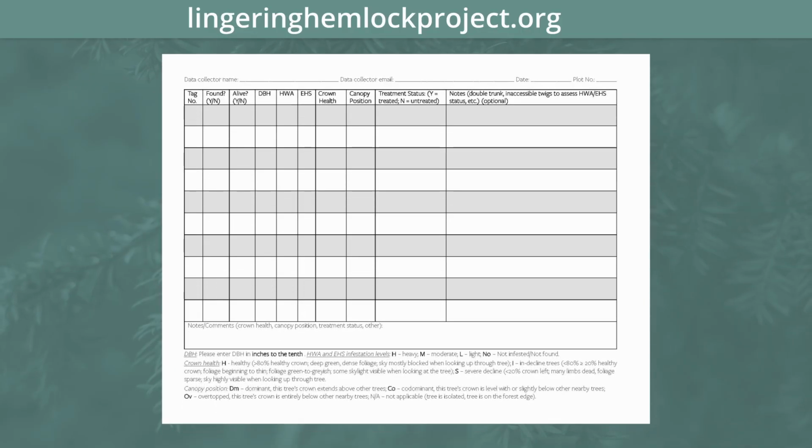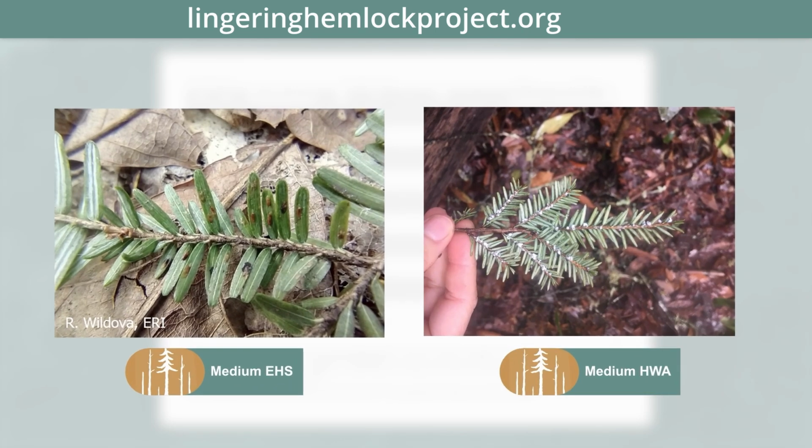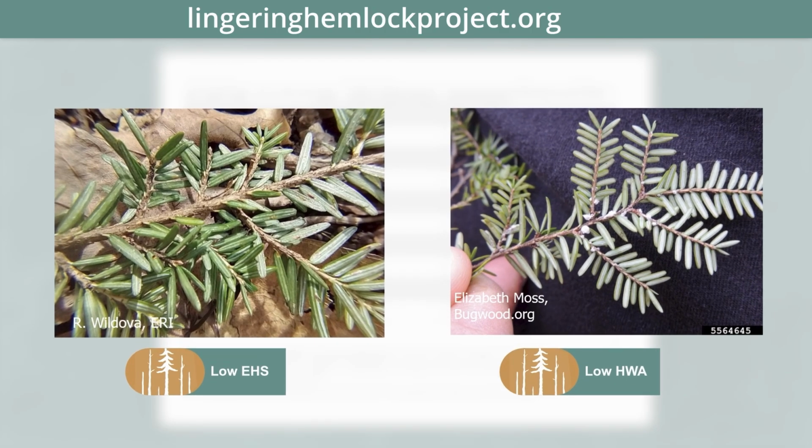You will be asked questions like your name, contact information, and basic information about trees in the plot. You'll be asked to record the diameter at breast height, HWA infestation levels, EHS infestation levels, crown health, and canopy position. For HWA and EHS infestation levels, you should record high levels if more than 50% of the needles have HWA or EHS presence respectively, medium if 20 to 50% of needles have HWA or EHS presence, and low if less than 20% of needles have HWA or EHS presence.